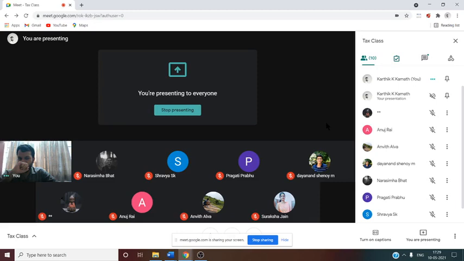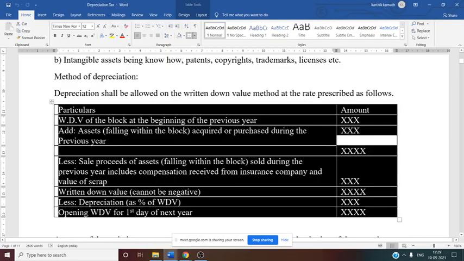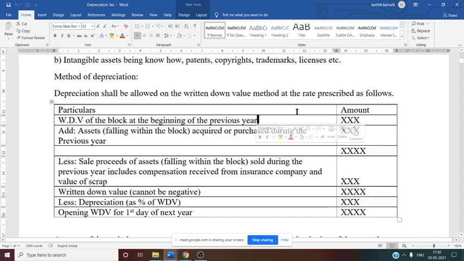Depreciation. For depreciation under the written down value method, one specified procedure is mentioned in our syllabus, so we have to see that. First, under particulars, there are two columns, particulars and amount. Now, the written down value of the block at the beginning of the previous year.